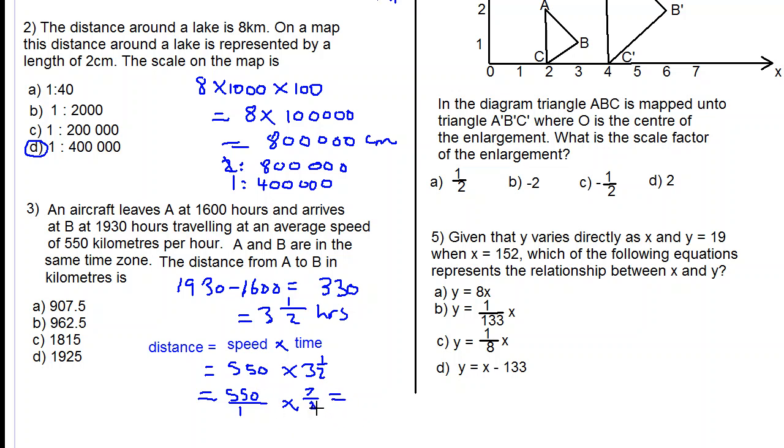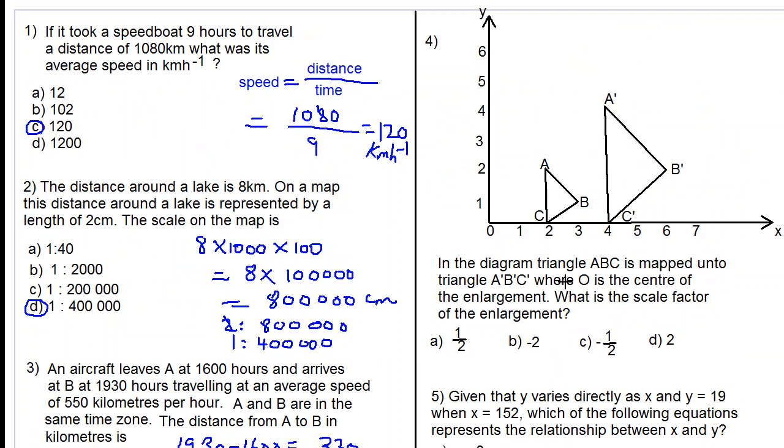And we will cancel this out. 2 into 2, 1. 2 into 4, 2. And 1, 2 into 14, 7. And 1, 2 into 10, 5. So 275 multiplied by 7. Let's work that out. 7 5s are 35. 7 7s are 49 and 3, 52. 7 2s are 14 and 5 is 19. So we get 1925 kilometers. So our answer is D.